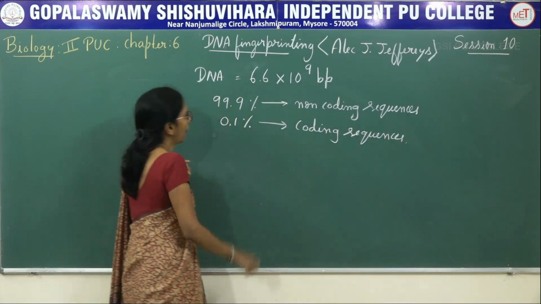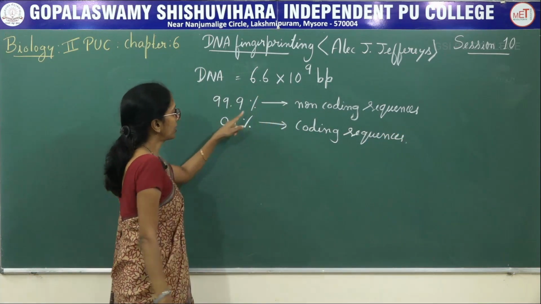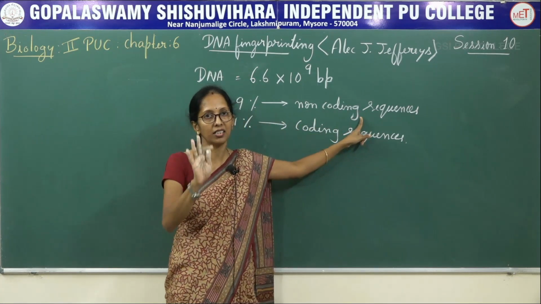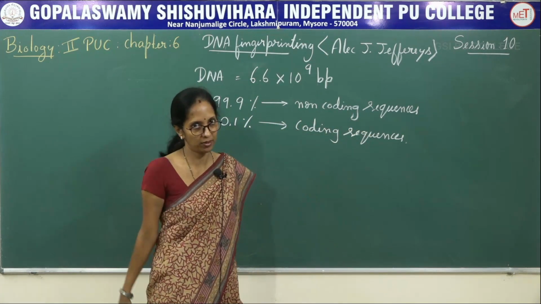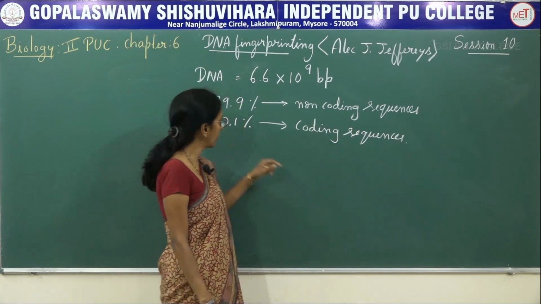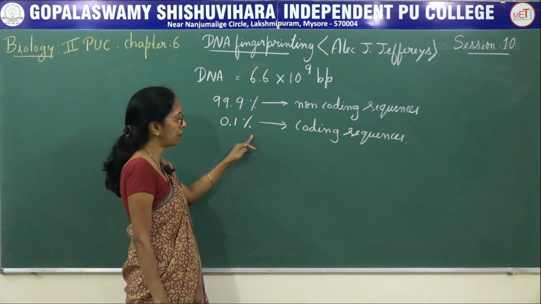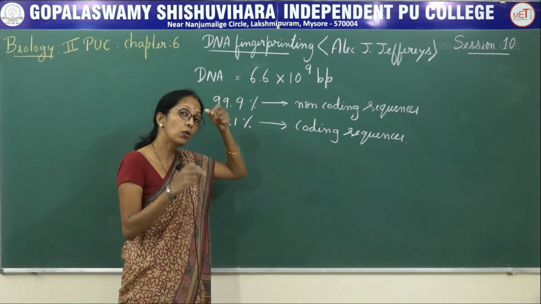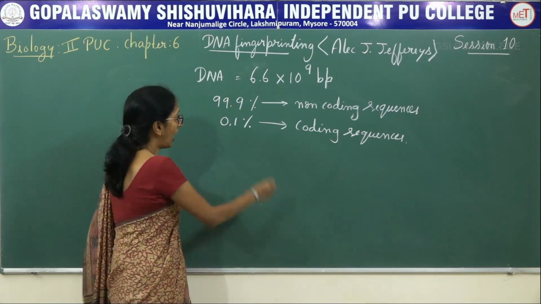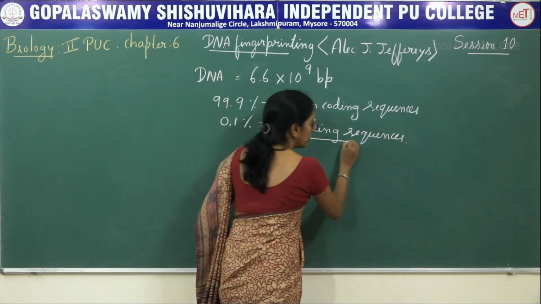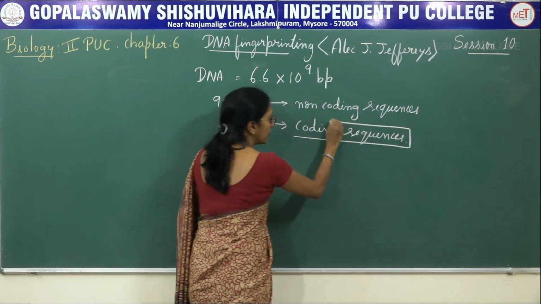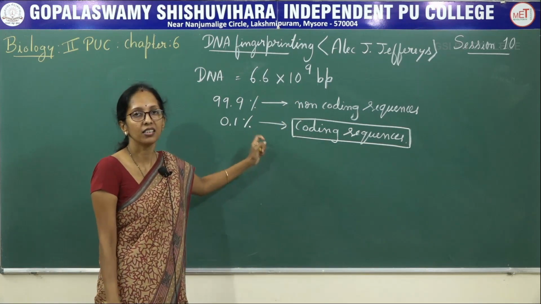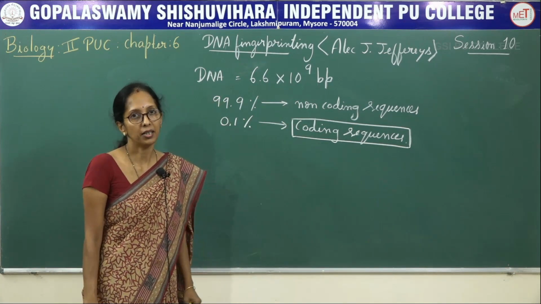That means 99.9% is said to be non-coding sequences and it is common in all the individuals. Coming to the second one, 0.1% is said to be coding sequences. That means it codes for a particular protein and this is very unique from one individual to another individual. Based on this, they are going to identify the individuals.